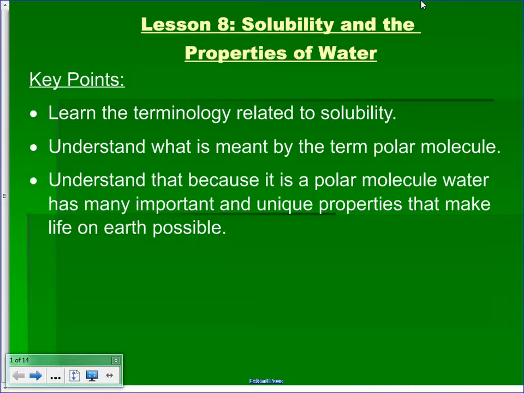Okay, what we're doing today, learn the terminology related to solubility. So there's some vocabulary here, so you'll want to do a little highlighting or starring or whatever. Understand what is meant by the term polar molecule. That's one of the things that will be about water in particular. And understand that because it is a polar molecule, water has many important and unique properties that make life on Earth possible. So being a polar molecule means a lot, and we'll actually come back to that in a couple of other units as well.